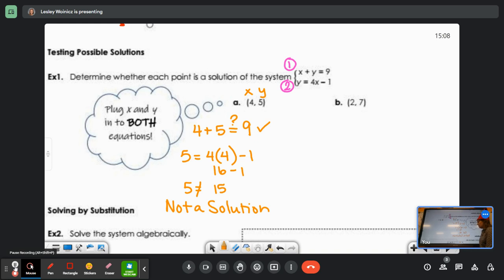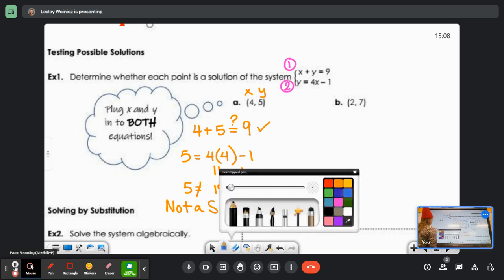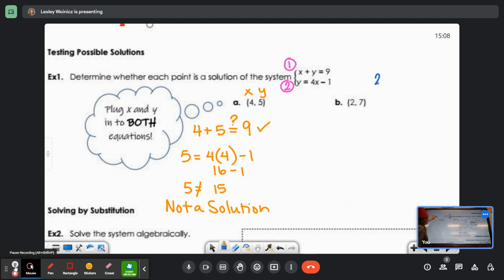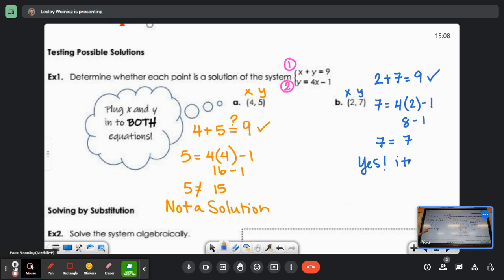Okay, now we're going to test B. In equation 1, is 2 plus 7 equal to 9? Yes. Okay, that was a nice one. Here's my x, here's my y. Is 7 equal to 4 times 2 minus 1? 8 minus 1 is 7. 7 equals 7, yes, so this is a solution. So it worked for both.